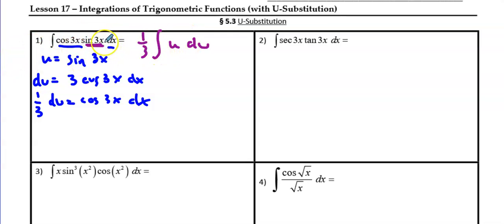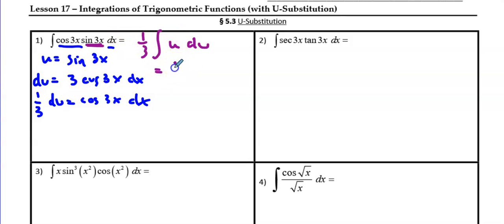So whenever you have sine and cosine being multiplied together, now yes, you could have absolutely made u cosine of 3x, and then you would have had a negative that you had to worry about. So there'd be a negative on the outside. But I try to keep it as simple as possible. So if I have a cosine and a sine being multiplied together, I always make u equal to sine of 3x, so that way I don't have to worry about the negative.